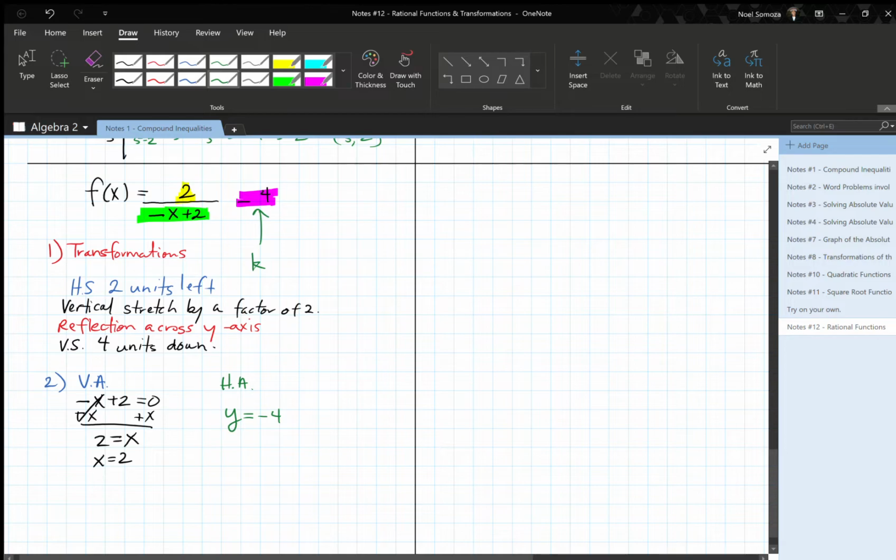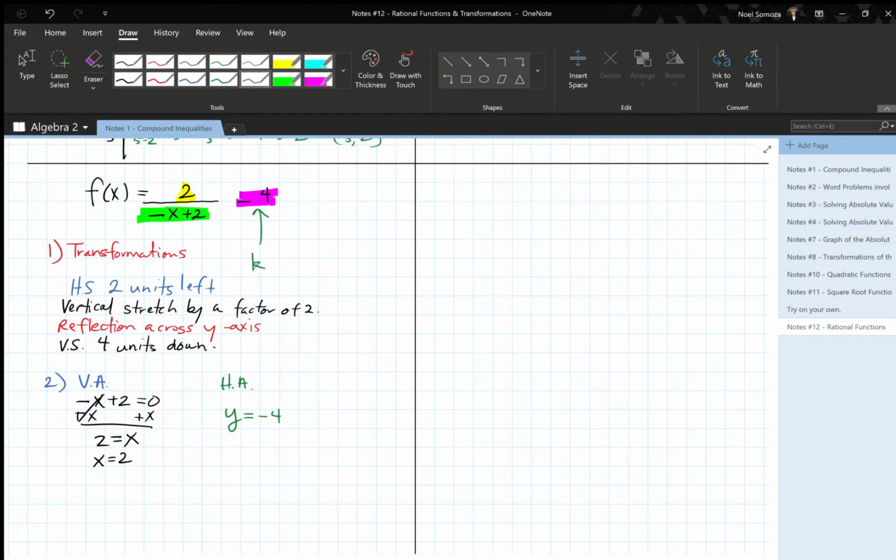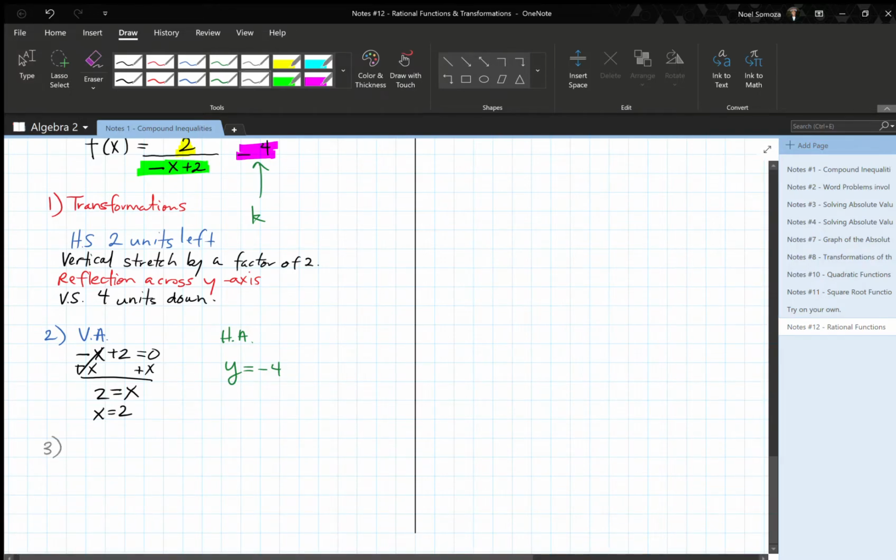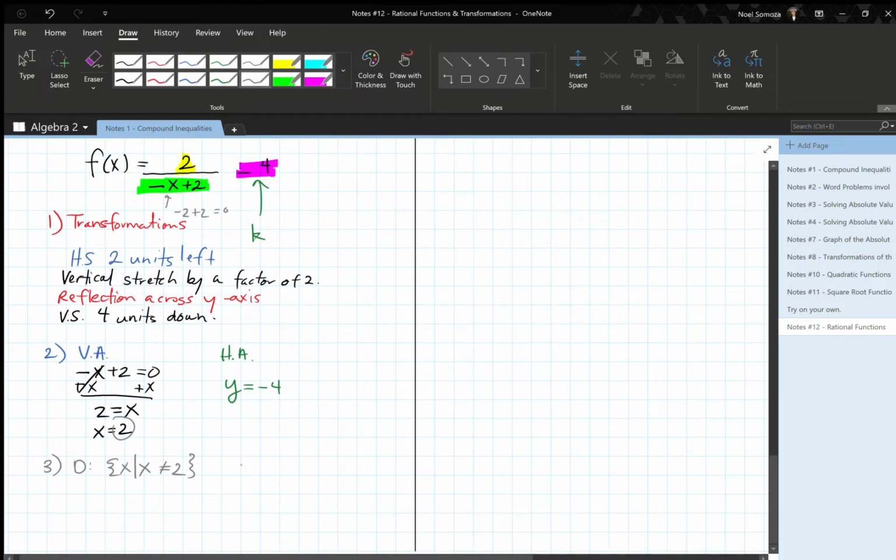So now step 3, let's identify the domain and range. My domain is going to be the set of all x values such that x does not equal 2, because if I plugged in 2 here, I would end up with negative 2 plus 2, which equals 0, and that's what I don't want in my denominator. And then for range, it's the set of y values such that y is not equal to negative 4. So we're done with domain and range.